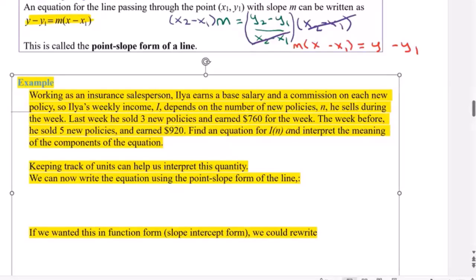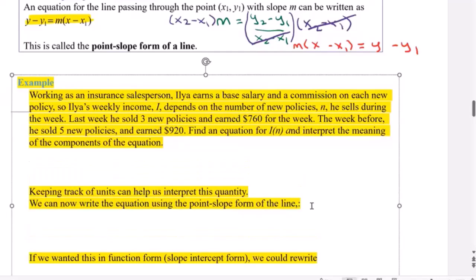So let's look at this example. Working as an insurance salesperson, Ilya earns a base salary and a commission on each new policy. So Ilya's weekly income, I, depends on the number of new policies, N, he sells during this week. Last week, he sold 3 new policies and earned $760 for the week. The week before, he sold 5 policies and earned $920.